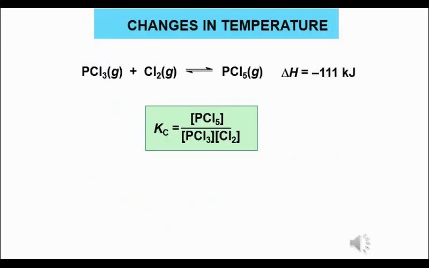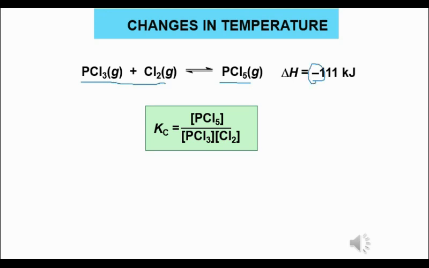Okay students, next part we will look at how changes in temperature will change the value of the equilibrium constant, capital K. Let's look at the example given. We are given the chemical equation PCl3 reacting with Cl2 forming PCl5, and it shows an exothermic reaction.